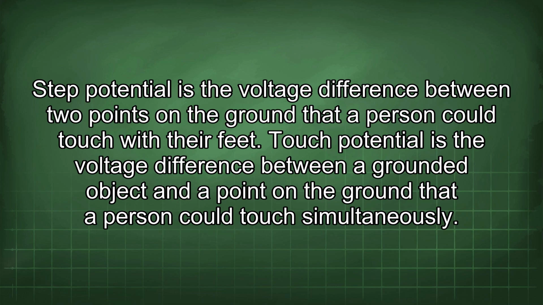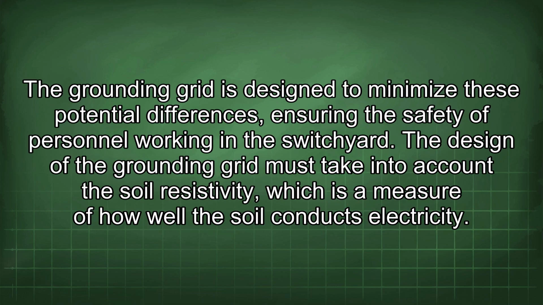Step potential is the voltage difference between 2 points on the ground that a person could touch with their feet. Touch potential is the voltage difference between a grounded object and a point on the ground that a person could touch simultaneously. The grounding grid is designed to minimize these potential differences, ensuring the safety of personnel working in the switchyard. The design of the grounding grid must take into account the soil resistivity, which is a measure of how well the soil conducts electricity.